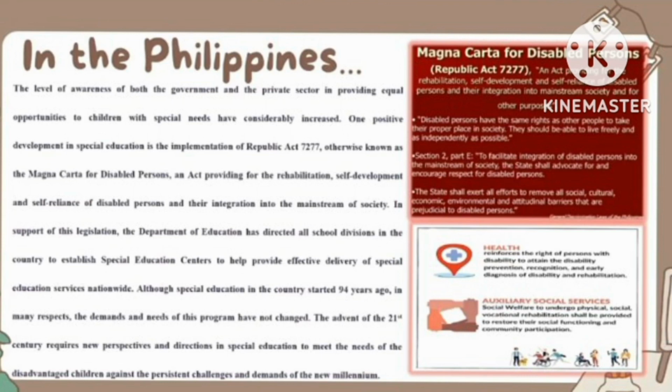Although special education in the country started 94 years ago, in the many years since, the demand and needs of this program have not changed. The advent of the 21st century requires a new perspective and direction in special education to meet the needs of disadvantaged children against the persistent challenges and demands of the new millennium.